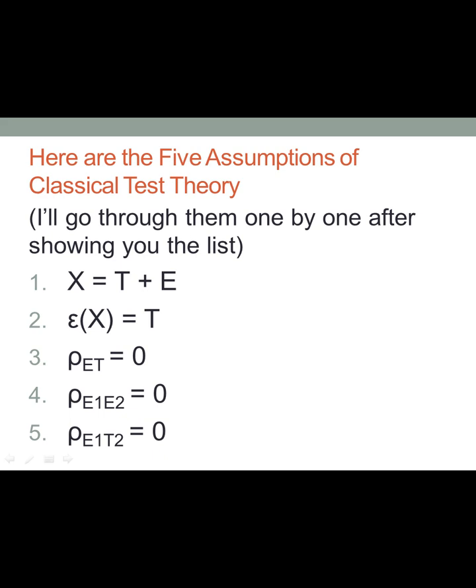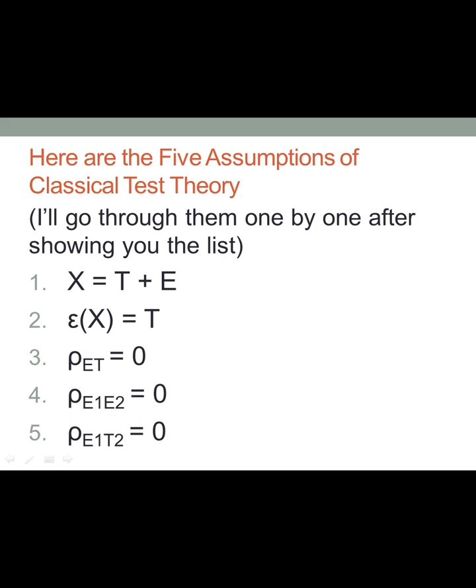Number 4, the population correlation between error scores on one test and on another test equals 0. And number 5, the population correlation between error scores on one test and true scores on another equals 0. Now you can write these down now, but I'm going to talk about them one by one as well, so you also can wait and look at them one by one.